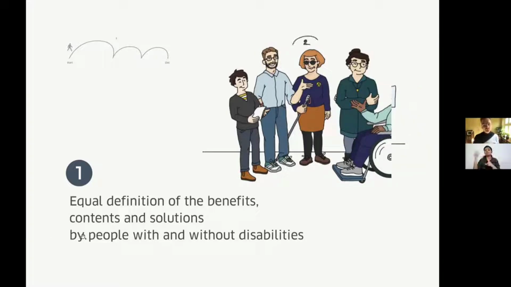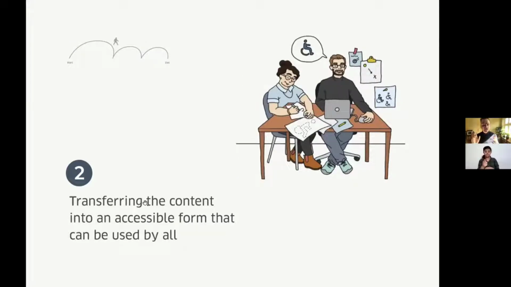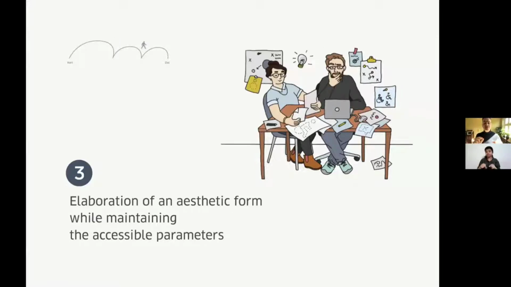But here, the designer is not allowed to do what the designer loves to do. We are not talking about aesthetics yet. We are talking about the fact that the designer first, like a slave, has to transfer the content from those discussions into an accessible form that can be used by all. So within this second phase, we have to ensure that accessibility is proved and that it will work. And only when we have reached this point is the designer allowed to do what he loves to do: developing an aesthetic form and doing all the things that designers love to do.